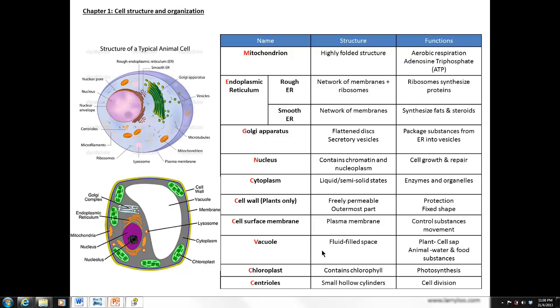Chloroplast exists only in plants, and it contains the chlorophyll, which is the green pigment responsible for the photosynthesis process. Centrioles, which are only found in animal cells, are small hollow cylinders whose important function is in cell division. And now we have gone through some of the most important points in Chapter 1, Cell Structure and Organization.